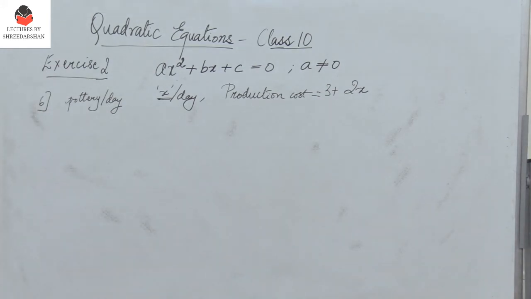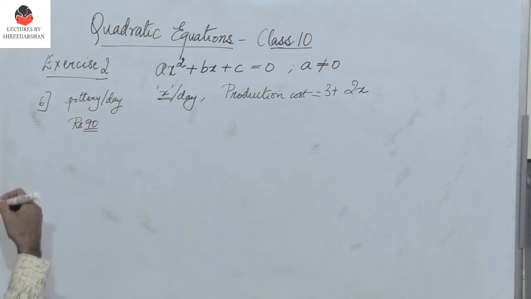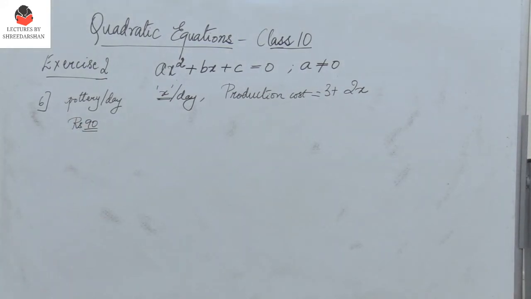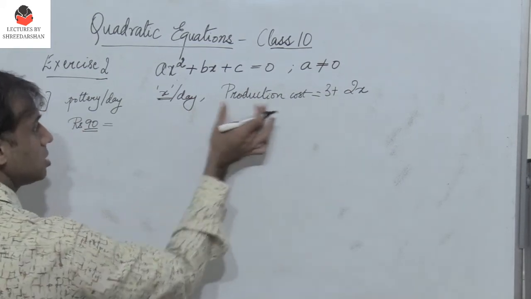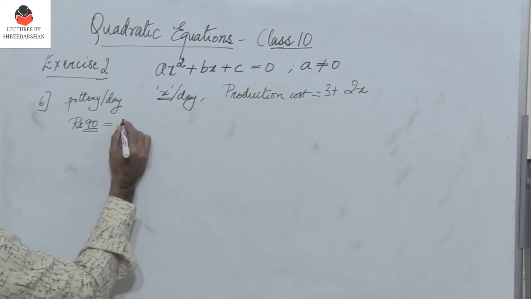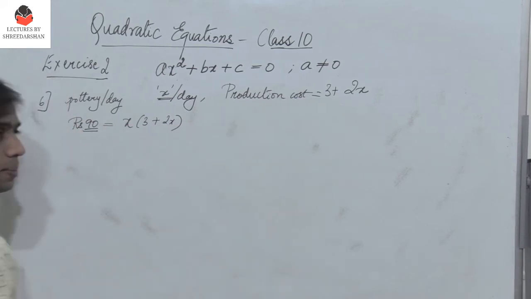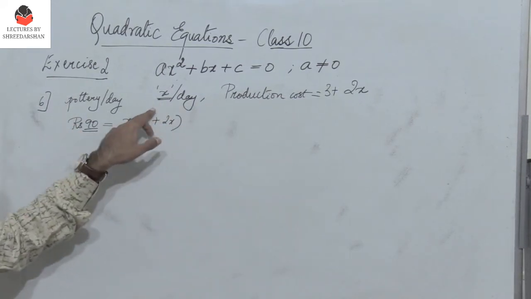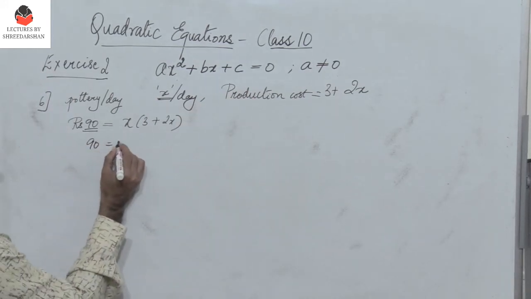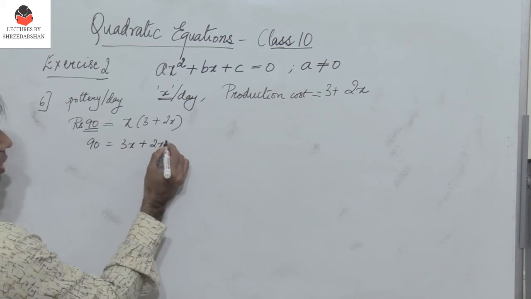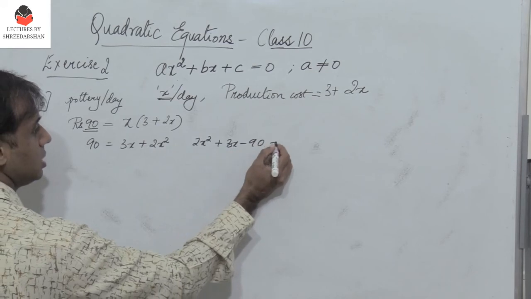And then what is being given? If the total cost on that day is rupees 90, find the number of articles and the cost of each article. So 90 is nothing but production cost into x, isn't it? So it is x into 3 plus 2x. This is the production cost of one article. Production cost of x articles would be this into x. So here we have 90 equals 3x plus 2x square, or 2x square plus 3x minus 90 equals 0.